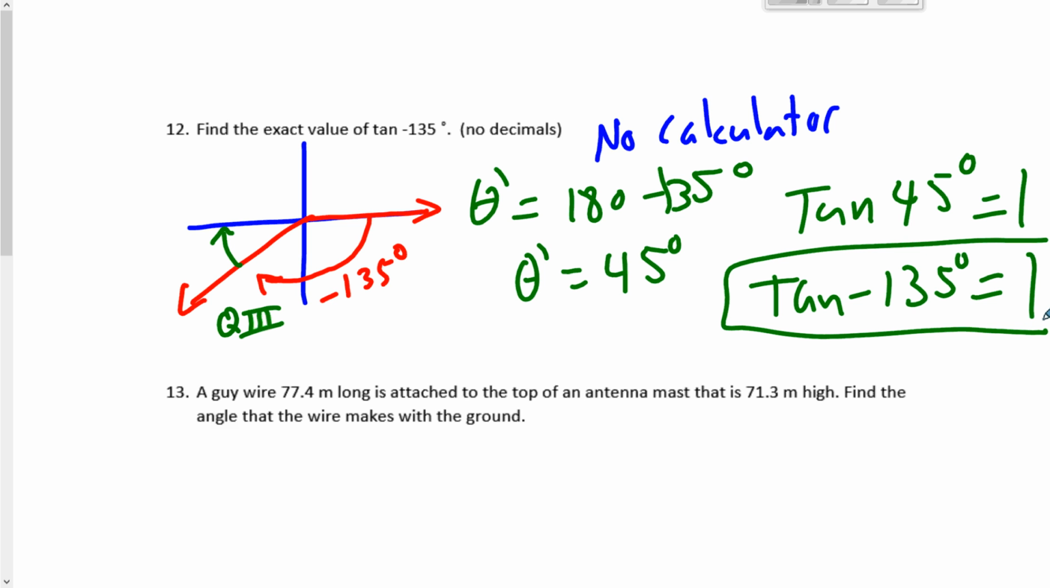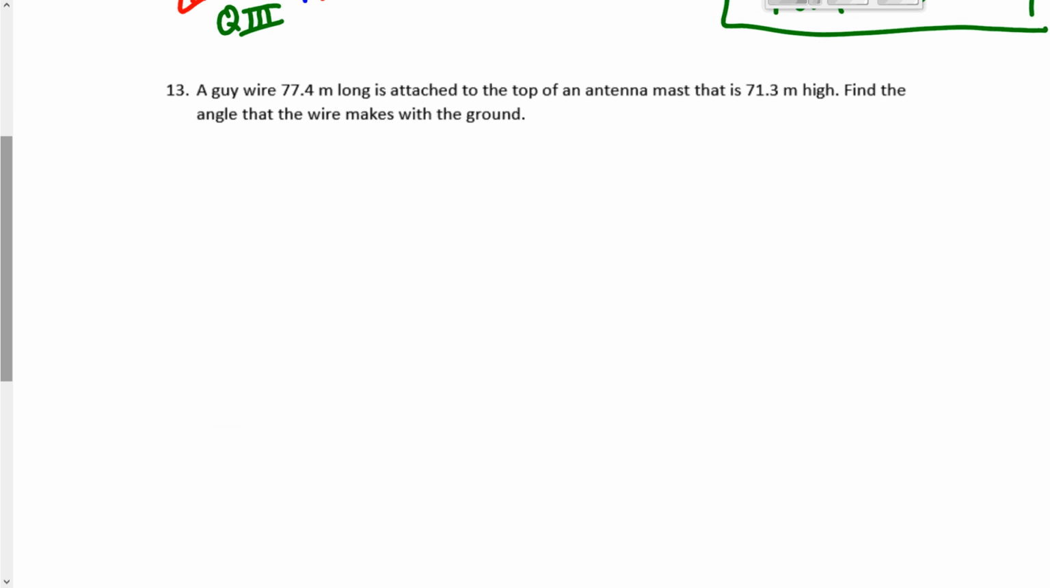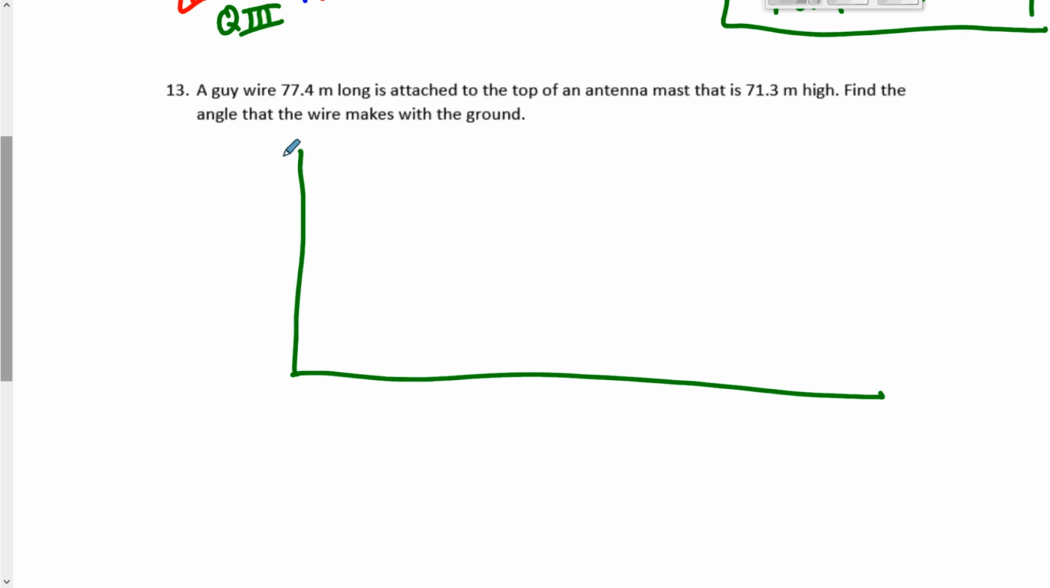So there's our answer. Okay, here's a little word problem for you. You have a guy wire 74.4 meters long, and it's attached to the top of an antenna, and the antenna mast is 71.3 meters high. Find the angle that the wire makes with the ground. Okay, so here we have our ground, we have our antenna mast up here, and we have our guy wire that's stretching to the ground, right?